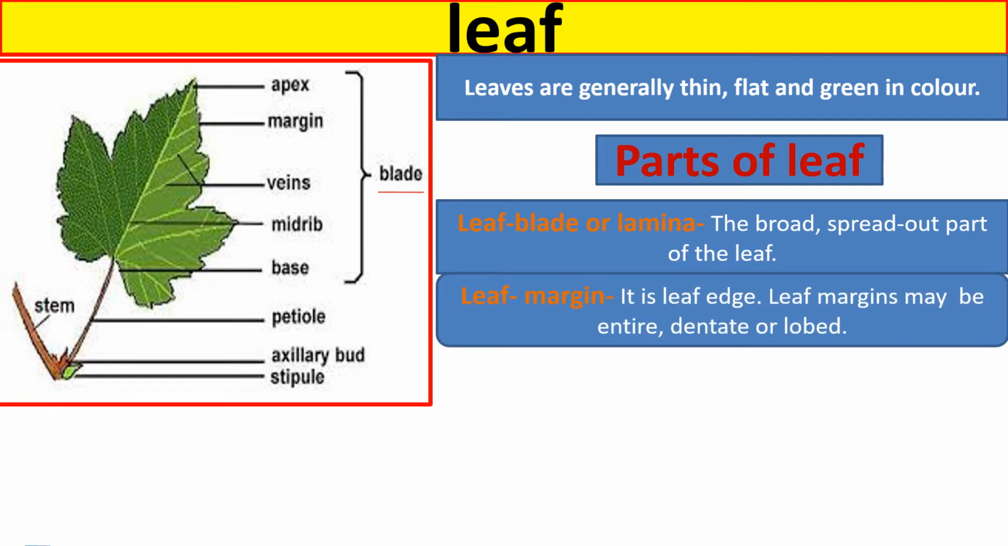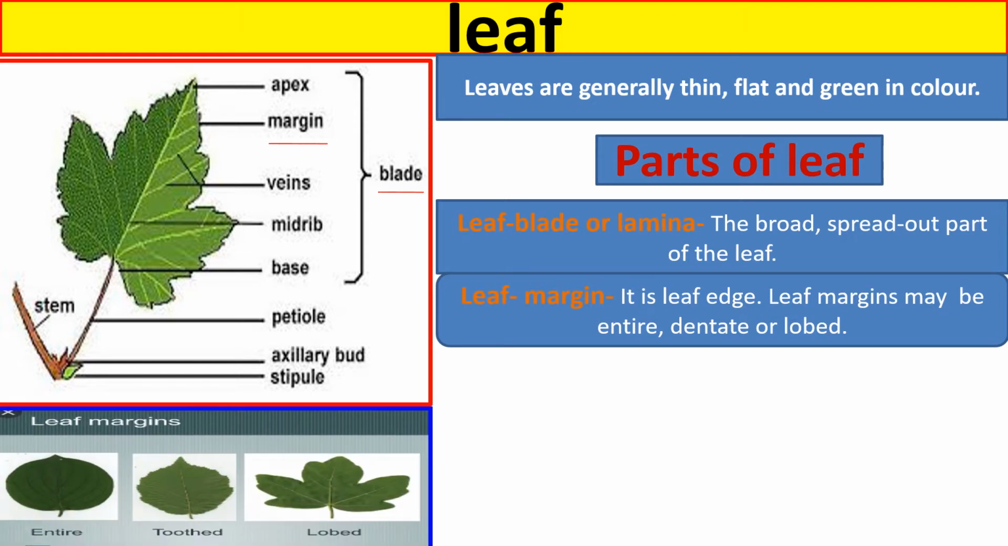Now leaf margin. It is the leaf edge. So leaf margin may be entire, complete, whole as you see in the picture. Then it may be dentate, means it has a tooth-like edge. Or it may be lobed as you see in the picture, means the margin is divided. As you see in that picture, margins are divided in the leaf.